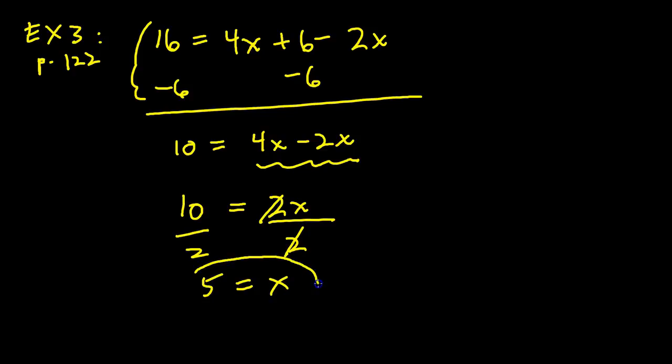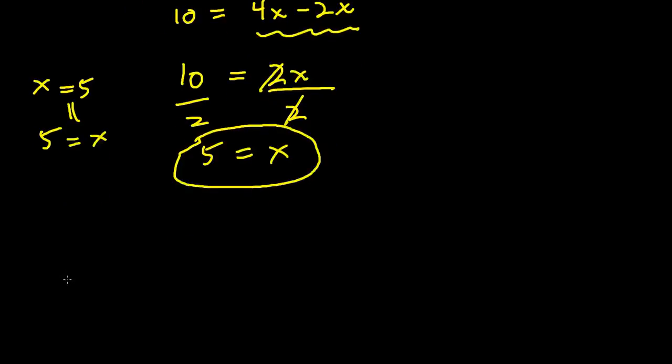Notice in this solution, the variable is on the right-hand side, totally equivalent. If x equals 5, that's the same as 5 equals x. These are equivalent statements. So you can bring your variable to either side of the equation that you like. I think most students in this case would prefer to put the variable on the right-hand side. All right, example 3.